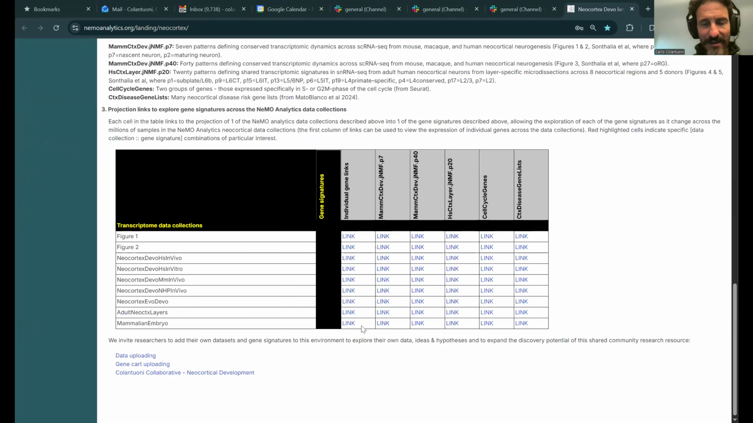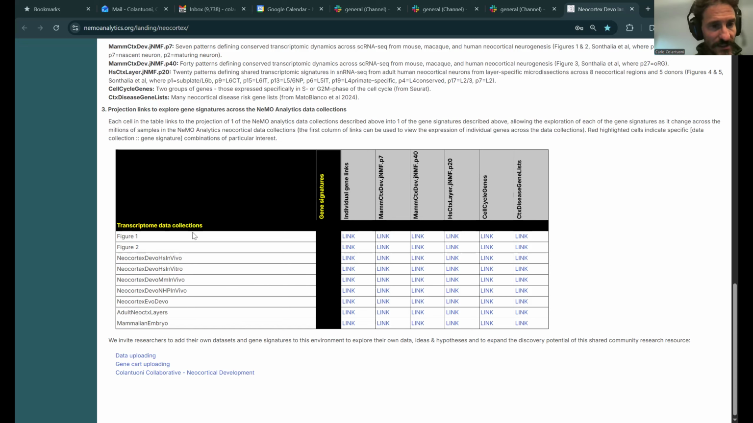And this is a sort of a matrix of links. These are different things you can look at, from individual genes to the 7 patterns we looked at, or the 40 patterns we looked at, and some other things like cell cycle genes or disease gene lists. So these are genes that you might want to look at, or gene signatures. And down here are data sets. This is just either the data sets in figure 1 or 2 of our paper, a whole collection of in vivo human data, in vitro human data, organoids and such, in vivo mouse data, in vivo non-human primates, and so on. And then you pick the collection of data in which you want to either look at a single gene or look at these gene signatures.